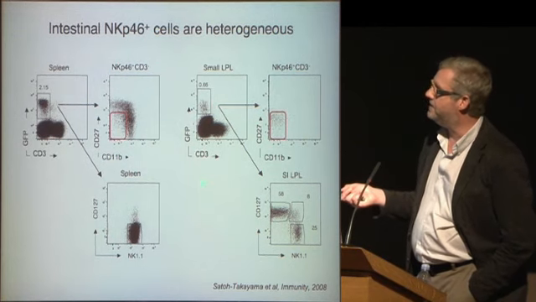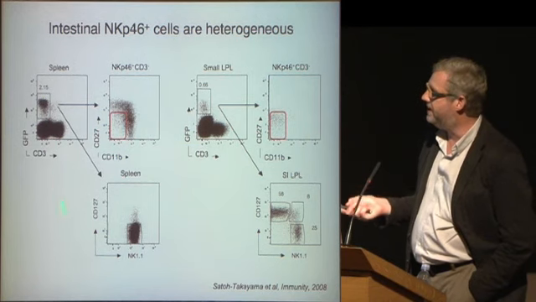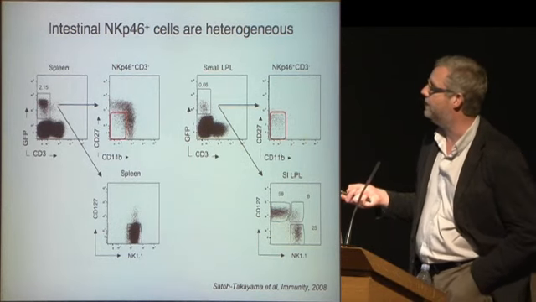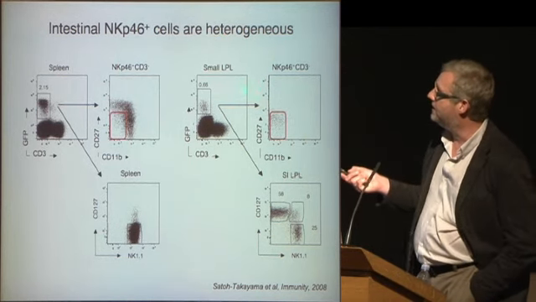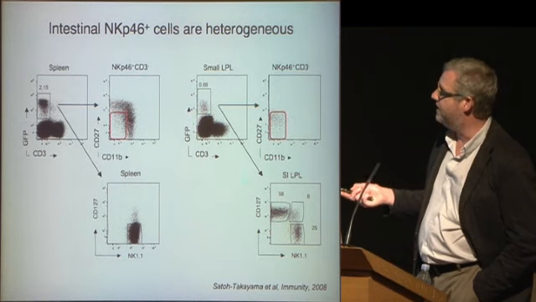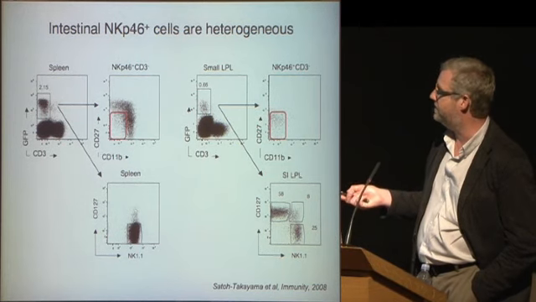And when she used these NKp46 GFP mice, she was able to verify that, yes, you get expression in NK cells in the spleen and in many other tissues like the bone marrow and thymus. I won't show you that data. But when she looked in the gut, it was clear that these GFP-positive cells had different phenotypes compared to the classical NK cells in the spleen.